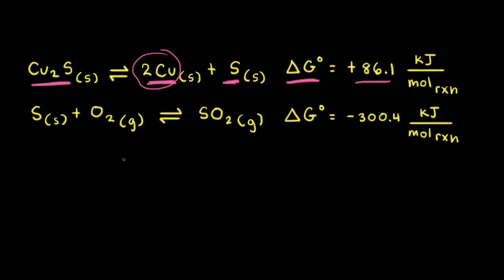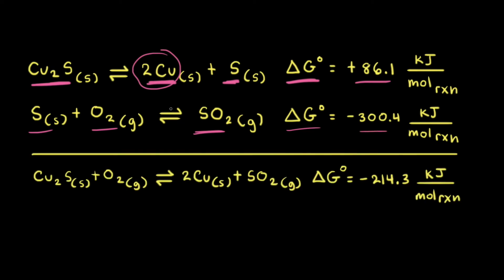The solution is to couple this first reaction to a thermodynamically favorable reaction, and that's the conversion of sulfur into sulfur dioxide. So solid sulfur plus oxygen gas gives sulfur dioxide, and delta G naught for this reaction is equal to negative 300.4 kilojoules per mole of reaction. So adding our two reactions together, the common intermediate sulfur cancels out, and that gives us copper(I) sulfide plus oxygen for the reactants goes to copper, solid copper, and sulfur dioxide for the products.